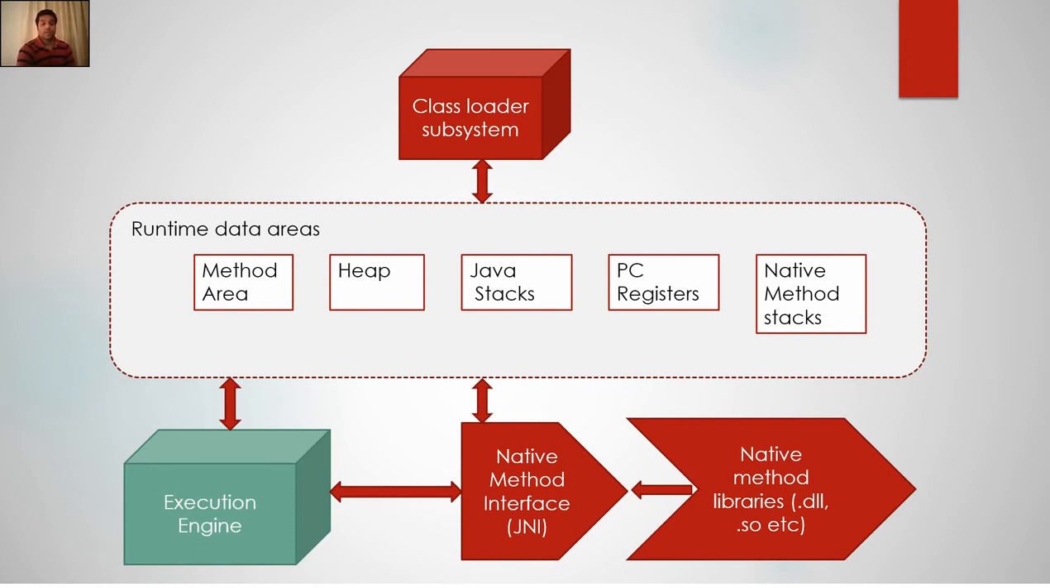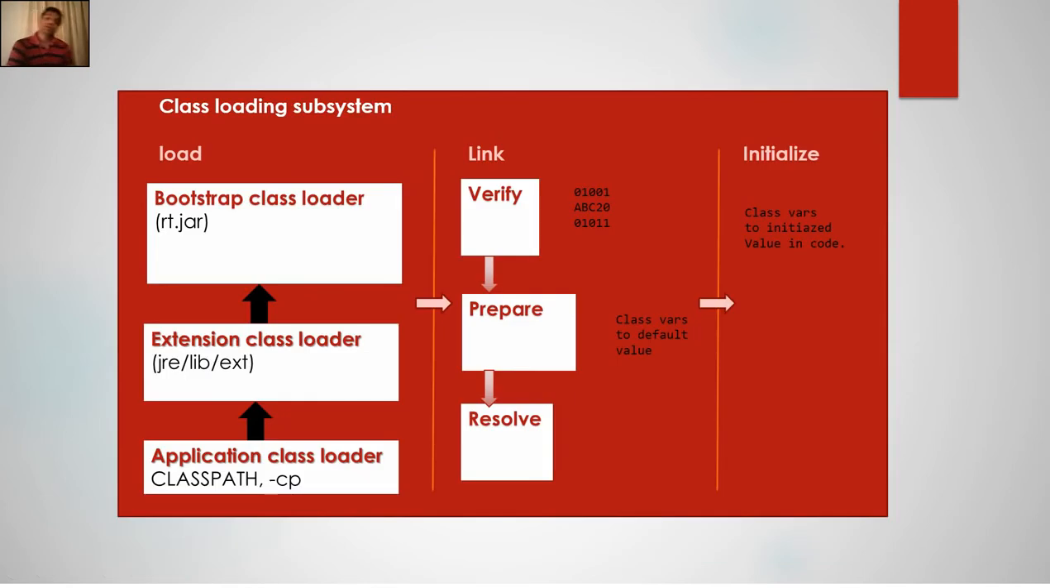Also, you can see the runtime data areas. You have 5 different data areas mentioned here. We'll go into that detail in a little while. So let's zoom into the class loader subsystem and see how that works. The class loader subsystem has 3 main phases: load, link, and initialize.